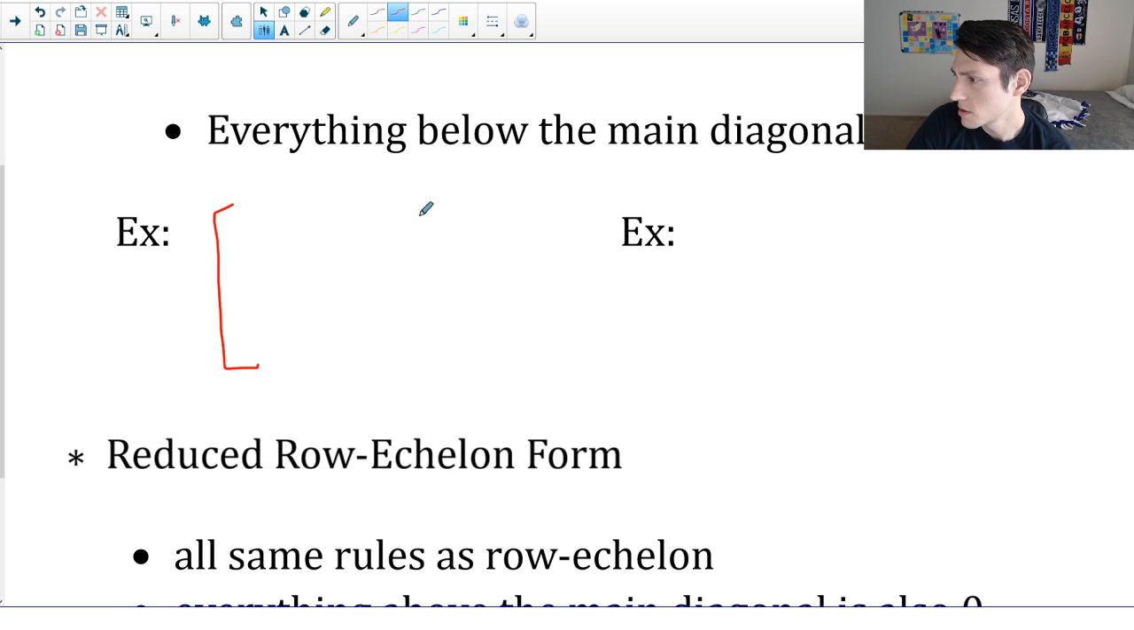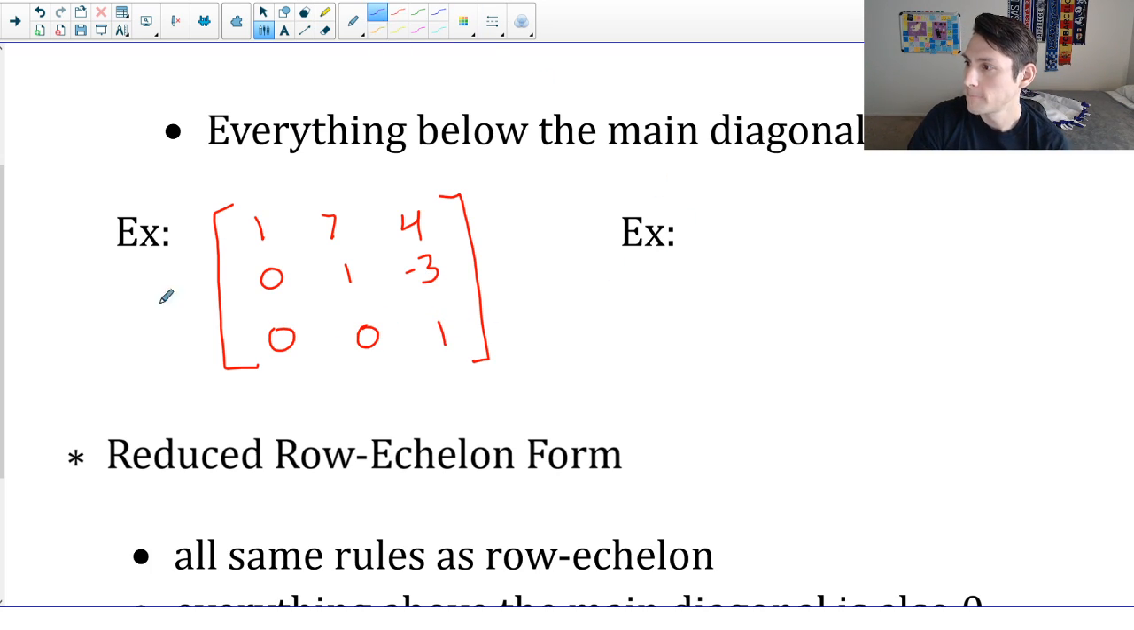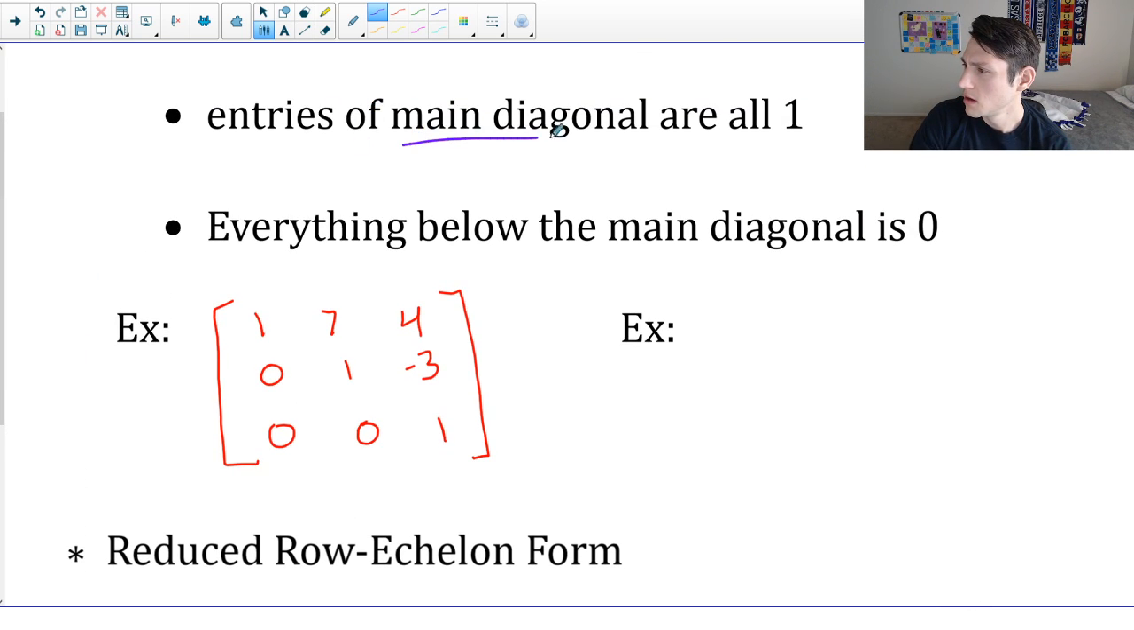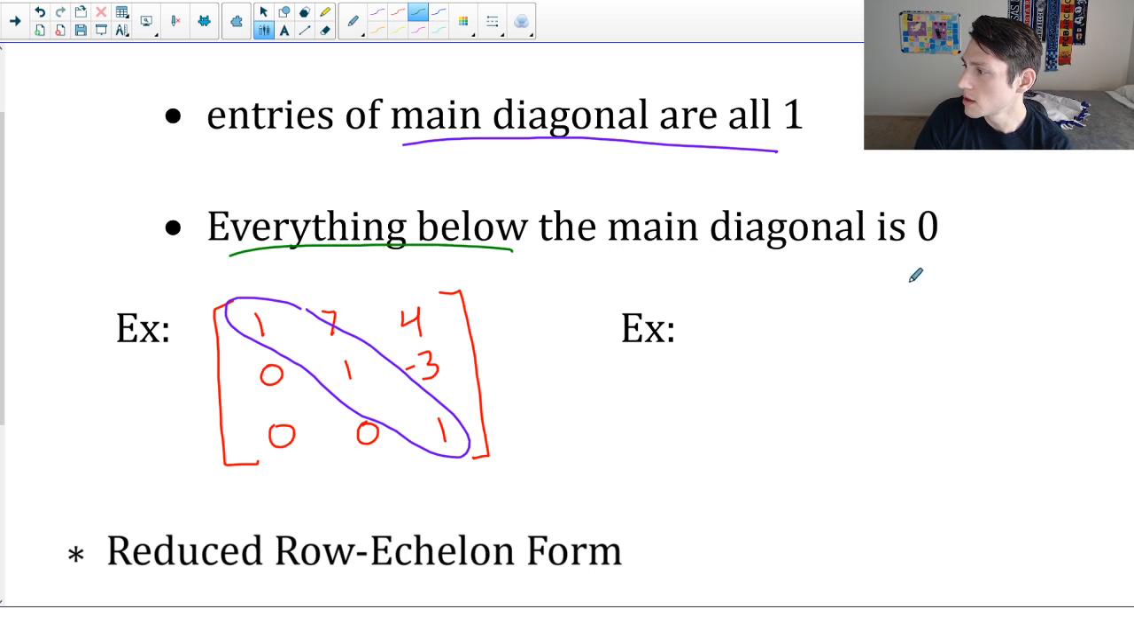So let's make a matrix. Okay, so main diagonal is 1. Okay, we can see that here. Main diagonal, all 1. And everything below is 0. 0, 0, 0. Right, there's nothing below this one, but if there were, it would be 0.